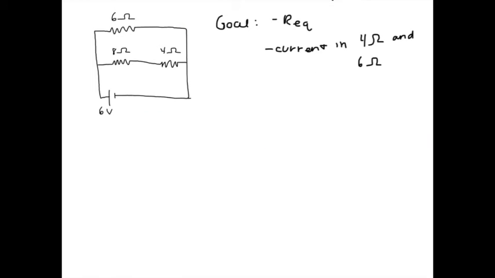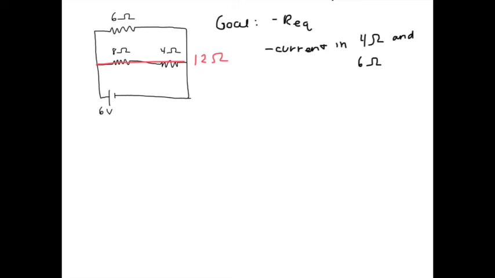Here's a final example with a combination of series and parallel elements. Here we're looking for the equivalent resistance and the current in the 4 ohm and 6 ohm resistors. To find the equivalent resistance, we'll start just with this part where the bulbs are wired in series. So we have 8 plus 4, which would be 12 ohms, or equivalent resistance, because you simply add them in a situation with a series.